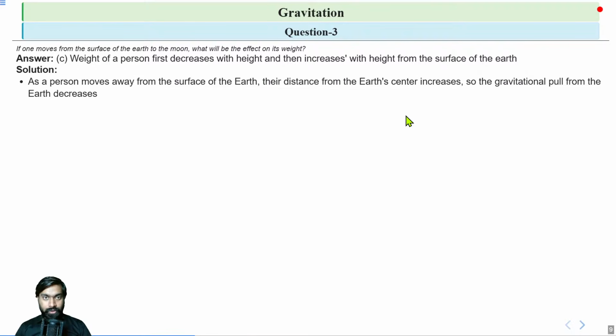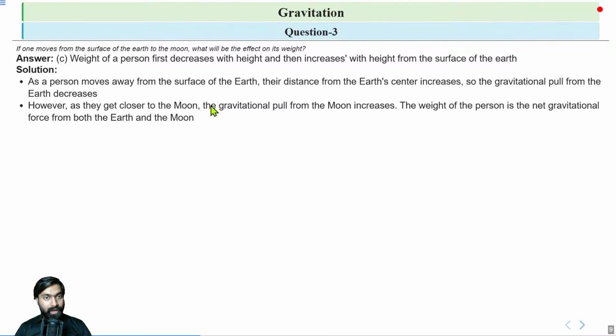As a person moves away from the surface of the earth, it means their distance from the earth's center increases. So the gravitational pull from the earth decreases, as we know from the universal law of gravitation, F equal to G m1 m2 divided by the square of the distance between them.